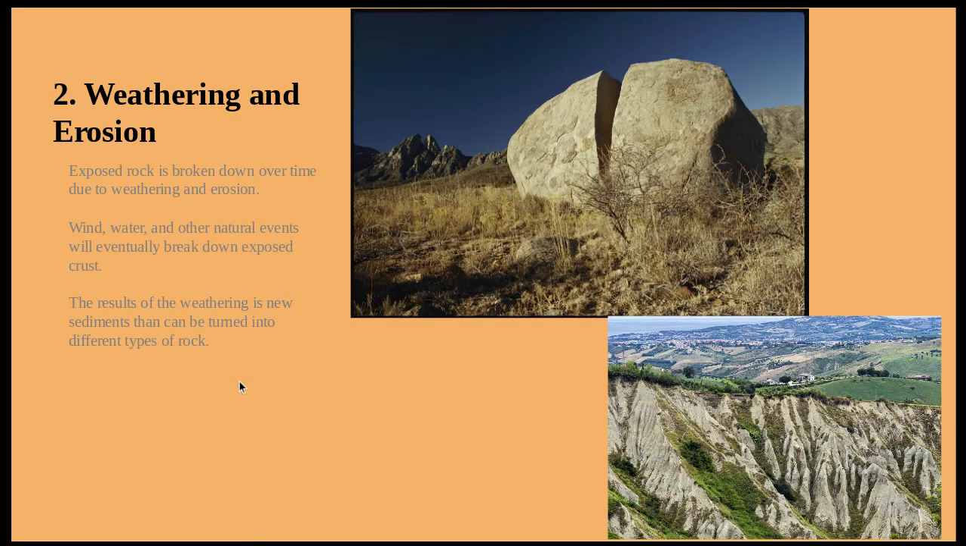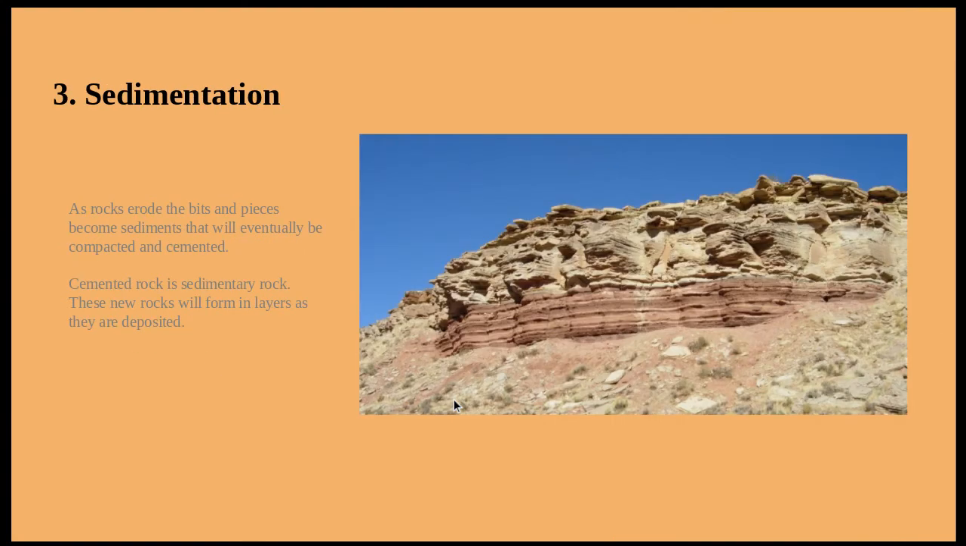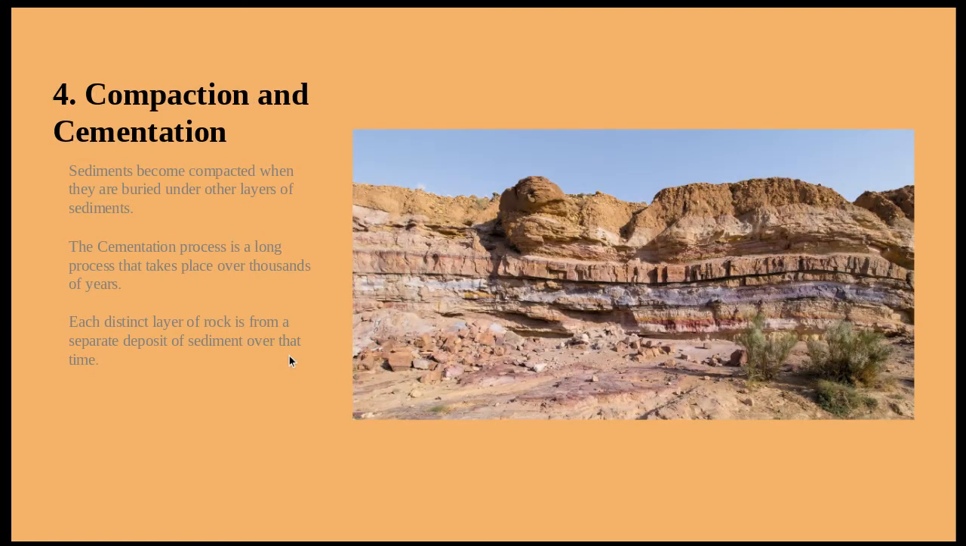Over time, this rock is going to be weathered down and eroded, right? Wind, water, natural events, these are all going to break down rock. And the result of the weathering is new sediments that can be turned into a different type of rock, like sedimentary rock. And as rock erodes, the bits and pieces become sediments, and they will eventually be compacted and cemented. And then you get these nice, cool layered rocks here. The cemented rock is a sedimentary rock, and these rocks will form in layers. And like I said, they can be used as a timeline, which is pretty fun.